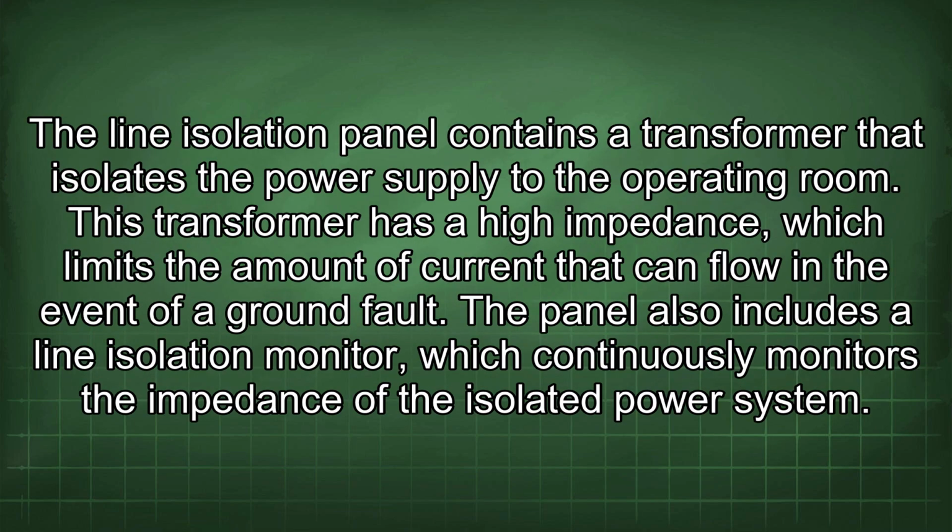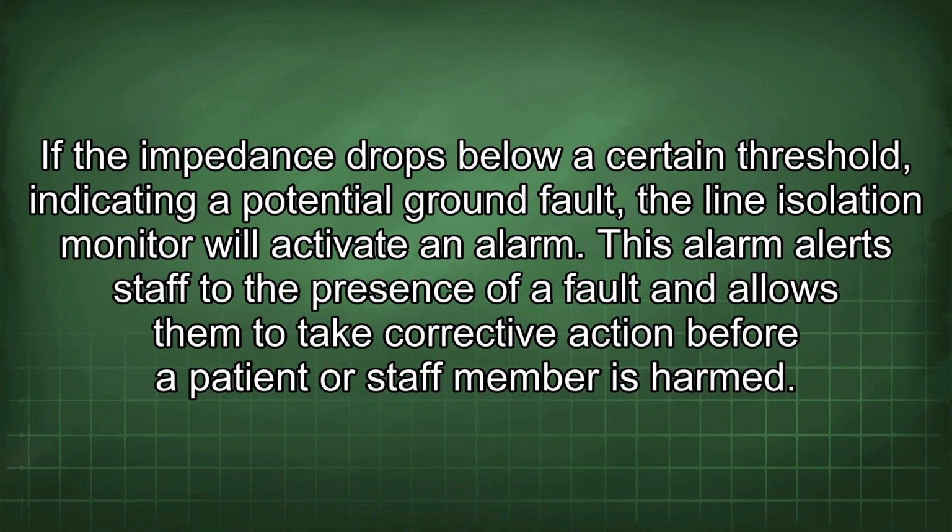The line isolation panel contains a transformer that isolates the power supply to the operating room. This transformer has a high impedance, which limits the amount of current that can flow in the event of a ground fault. The panel also includes a line isolation monitor, which continuously monitors the impedance of the isolated power system. If the impedance drops below a certain threshold, indicating a potential ground fault, the line isolation monitor will activate an alarm. This alarm alerts staff to the presence of a fault and allows them to take corrective action before a patient or staff member is harmed.